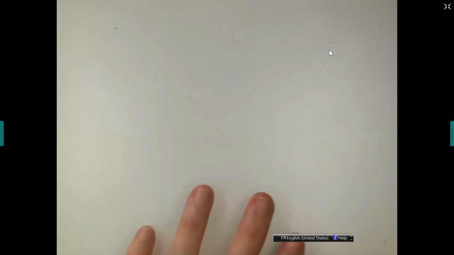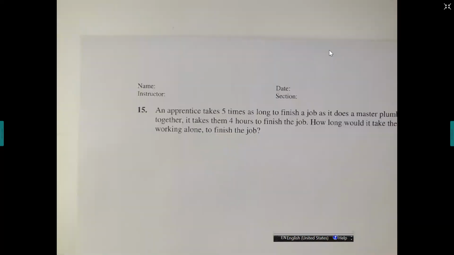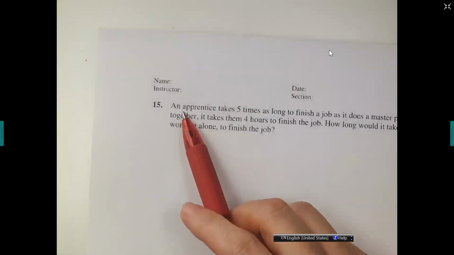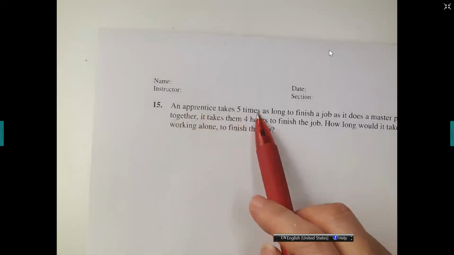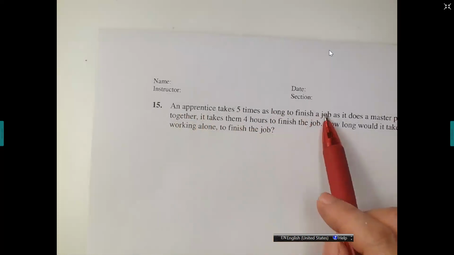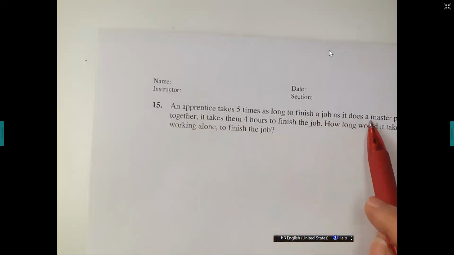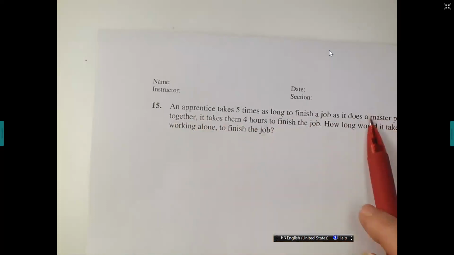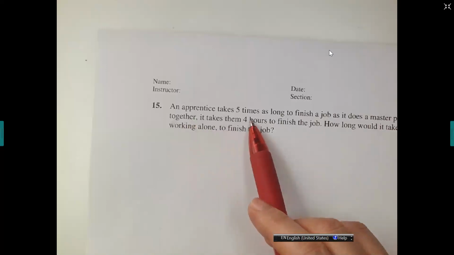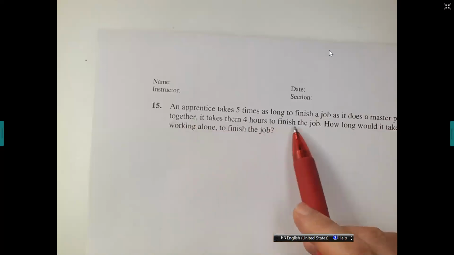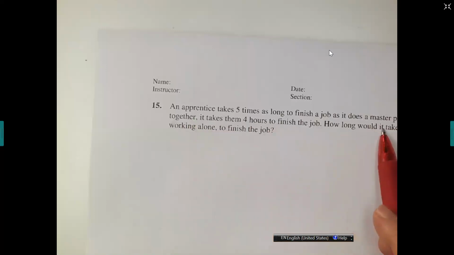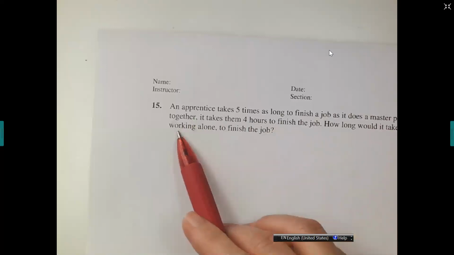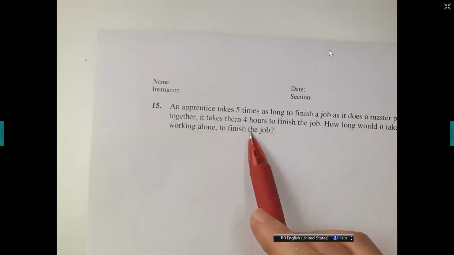Okay, so let's look at the other one. An apprentice takes 5 times as long to finish a job as it does a master plumber. Okay, so there is an apprentice and a master plumber, those two people. Working together, it takes them 4 hours to finish the job. How long would it take the apprentice working alone to finish the job?